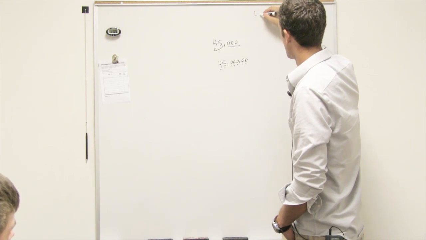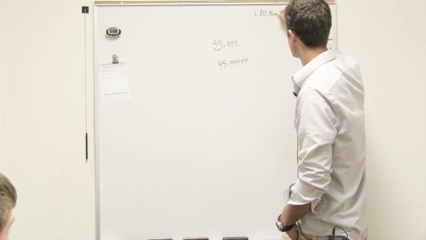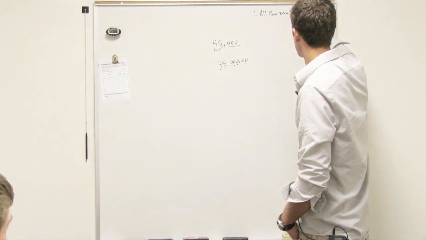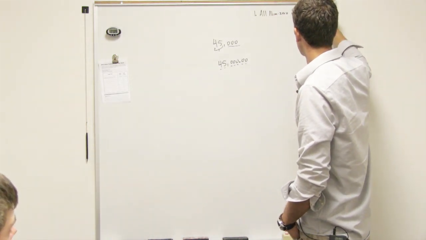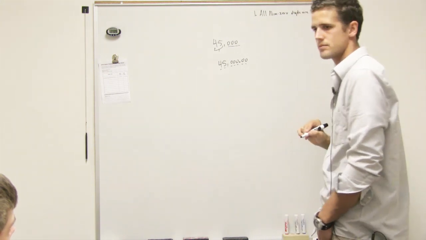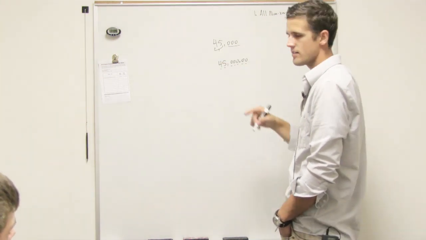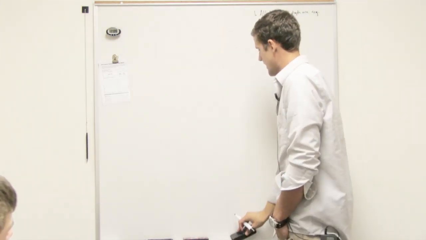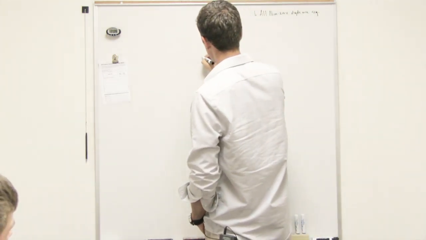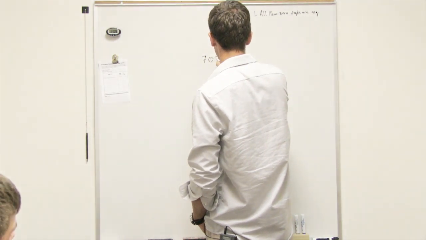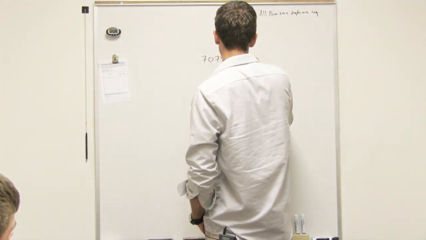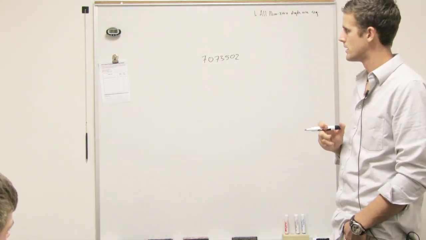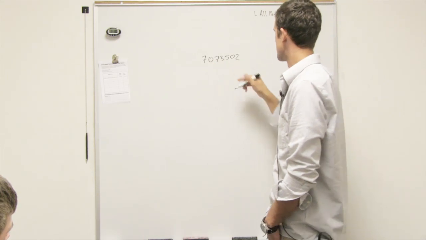The first one is all non-zero digits are significant. So anything that's a 4 or 5 is significant. Okay? And then, let's talk about this one. 7, 0, 7, 3, 5, 0, 2. How many significant figures do you have in that number? They're all. Yeah, all of them, including these zeros.